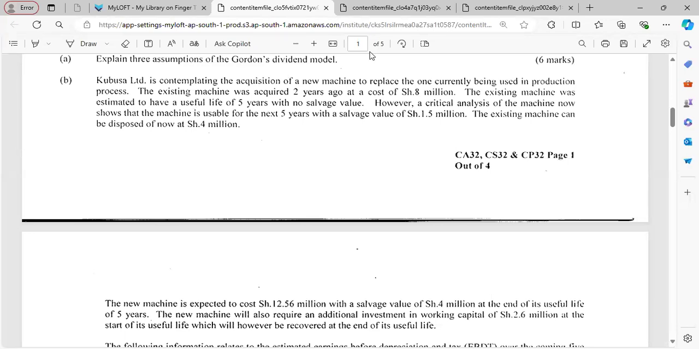The existing machine can be disposed of now at 4 million shillings. The new machine is expected to cost 12.56 million with a salvage value of 4 million shillings at the end of its useful life of 5 years. The new machine will also require an additional investment in working capital of 2.6 million at the start of its useful life, which will, however, be recovered at the end of its useful life.